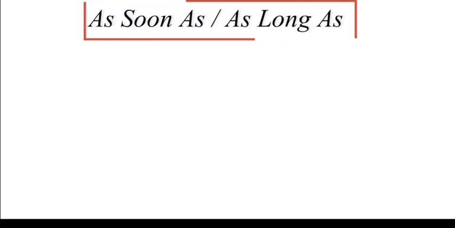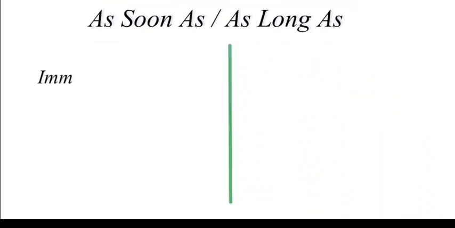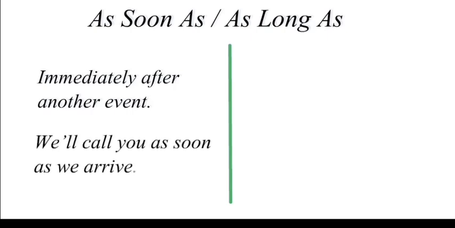Alright then, let's move on to the next set of prepositions, which is as soon as and as long as. So as soon as means immediately after another event. For example, we'll call you as soon as we arrive. So if we arrive, let's say at 6 o'clock, we'll call you at 6:05. So the next action will be performed immediately after the previous action.